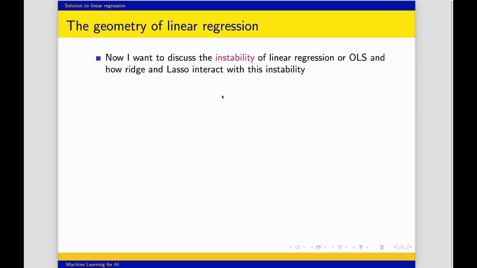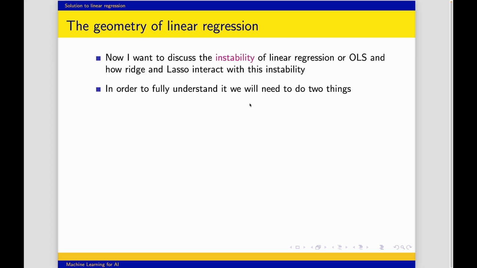Move on to discuss the geometry of linear regression, or OLS, and a particular issue that occurs, a certain type of instability in the OLS or linear regression solution. They're both the same, the Moore-Penrose pseudo-inverse. And how the ridge and lasso variants of OLS or linear regression interact with this instability. Do they promote it? Do they ameliorate it? Let's see.